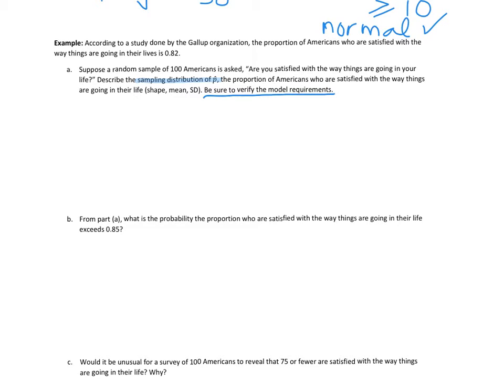Okay, so let's write down the information on top. The proportion of Americans from our population is going to be 0.82. And then n is going to be, in part A, 100. Okay, so let's verify the model requirements first, and we can see it at the top of this page. Do we have a simple random sample of some sort? Yes. So you can just write that out. I want to know that you guys checked for that.